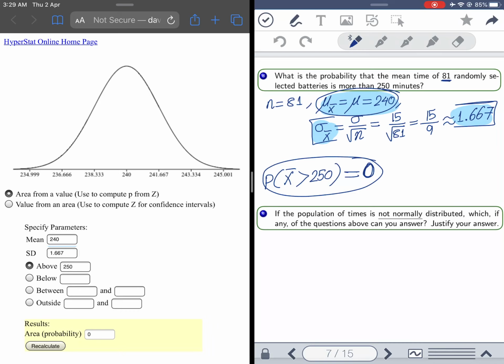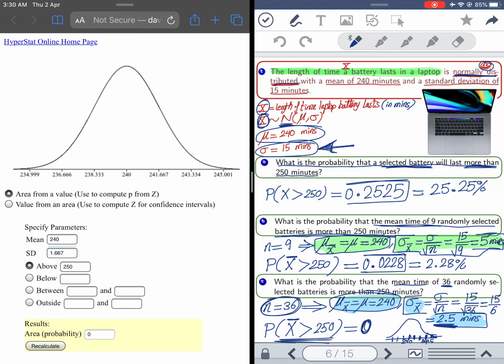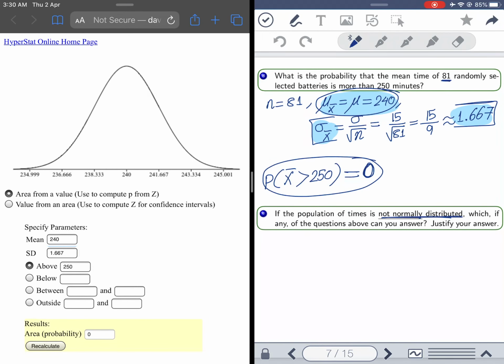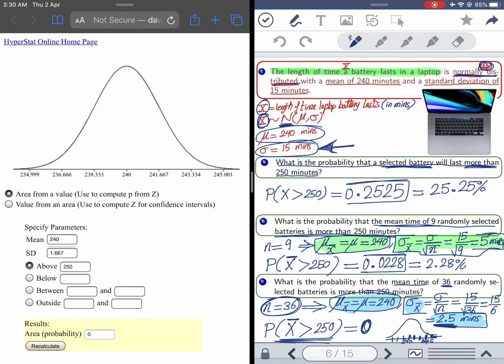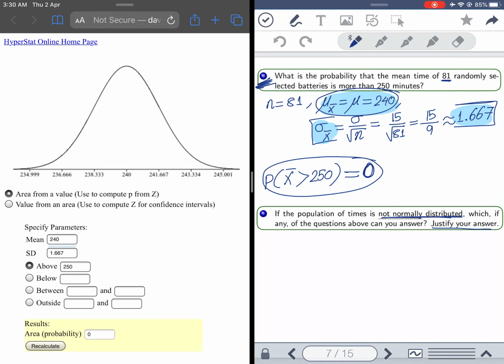And the last question is, if the population of times is now not normally distributed, so if from the beginning we didn't have the happy face, then the question is, which, if any, of the questions above can you answer and justify your answer? Well, when the sample size was 9, you cannot solve it, because if it's not normal, then you need n to be more than 30. So in this case, what you can solve are C and D, those for the sampling distribution of sample means. So you can say here, I can solve C and D, but not B.